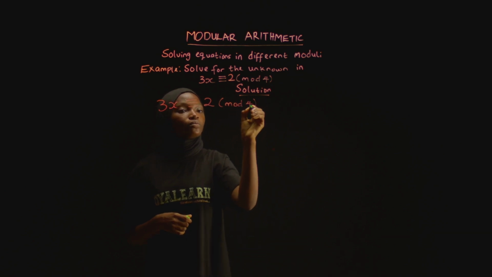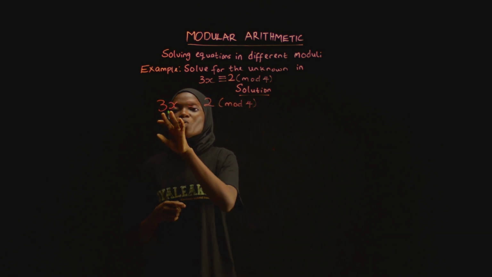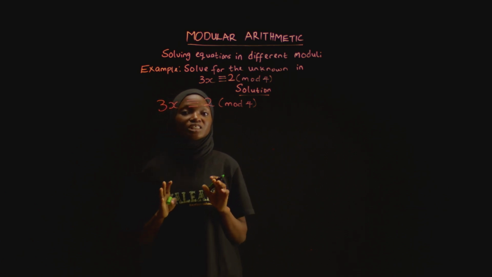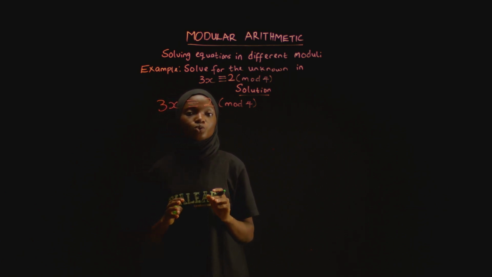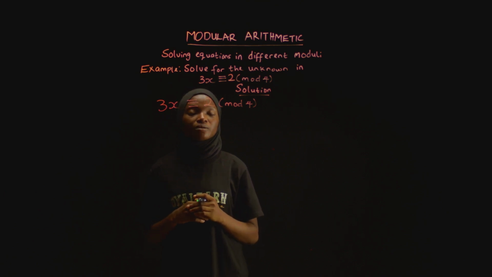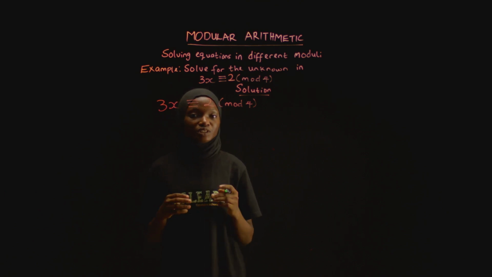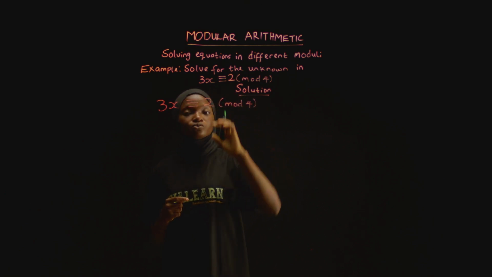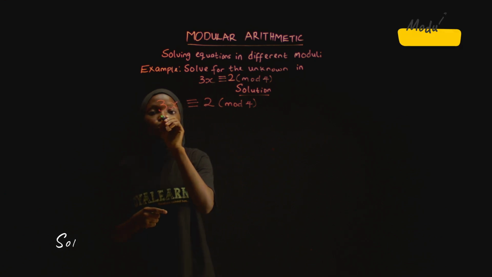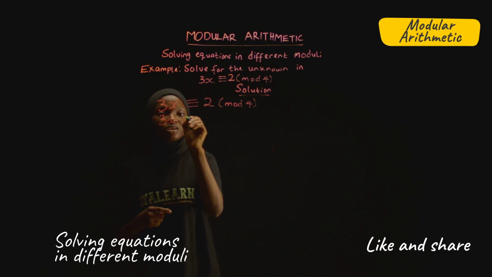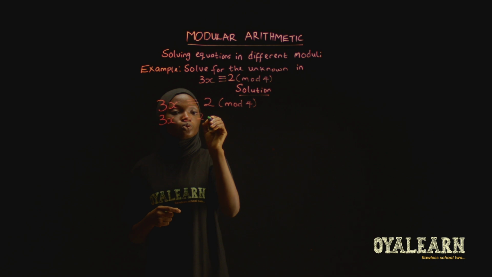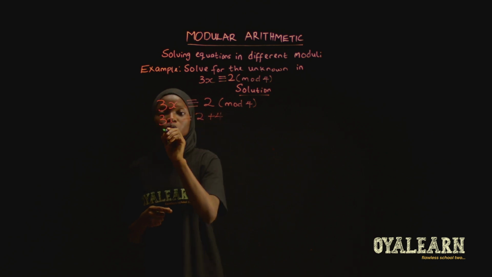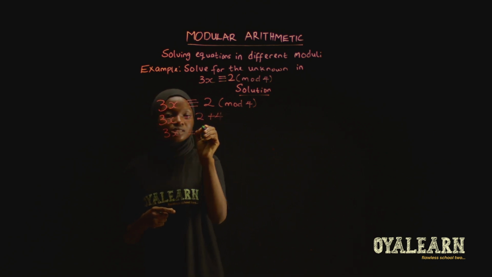mod 4. And here, to solve this equation, in a simple equation, when we have 3x equals 2, we have to divide both sides by 3, which is the same thing we'll be doing here. But 2 is not divisible by 3. So to make it divisible by 3, we add the mod 4 to 2. So we have 3x equals 2 plus 4. So we have 3x equals 6.